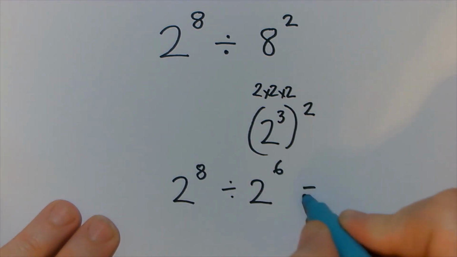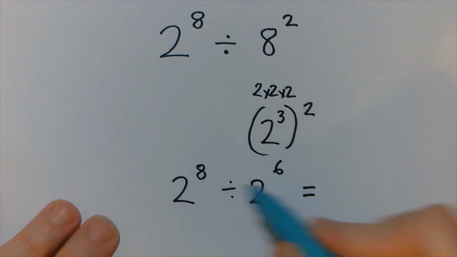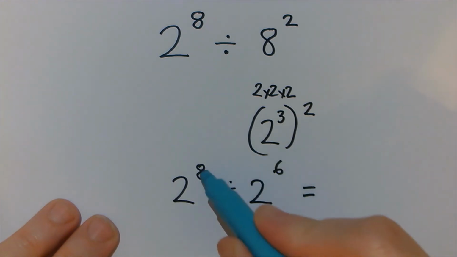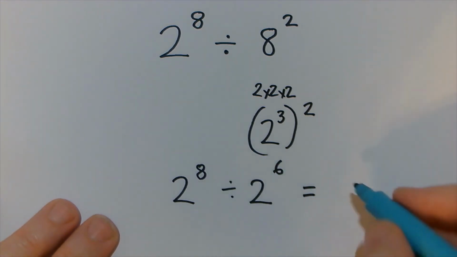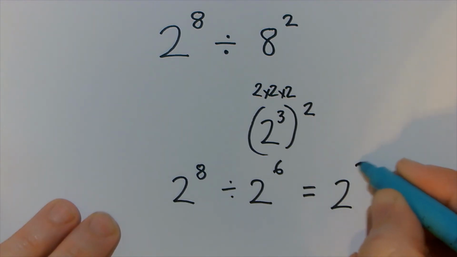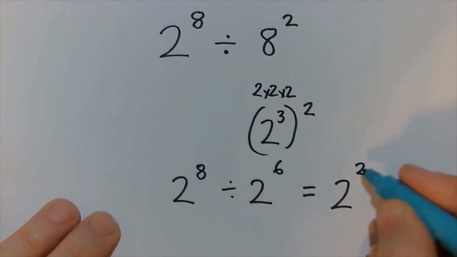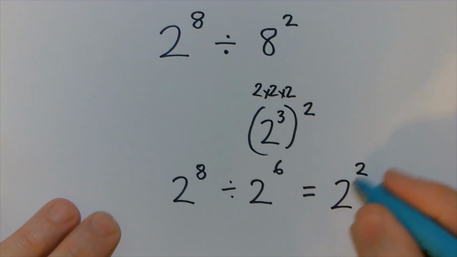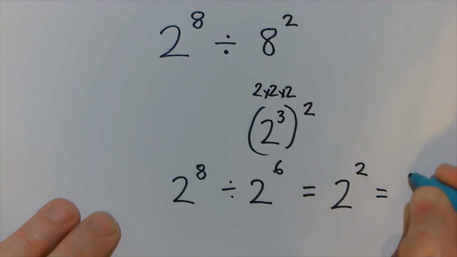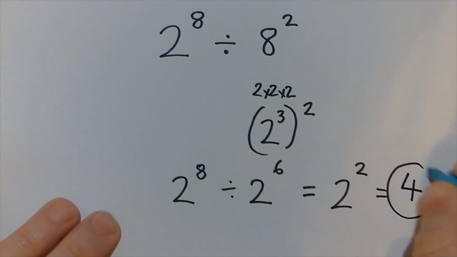And if you know your indices rules, when you divide powers with the same base number, these are the base numbers, when you divide powers, you take them away. 8 take away 6 is 2. So it's 2 to the power of 2. And 2 to the power of 2 is 2 squared. To square a number, times it by itself. So my answer is 4.